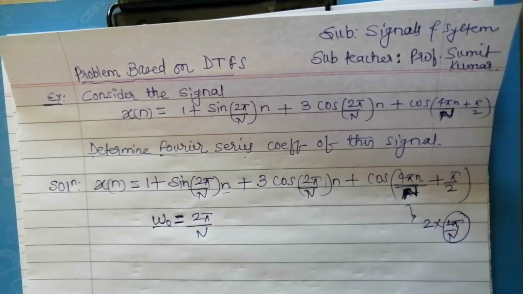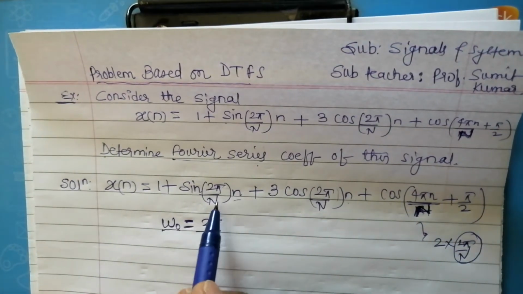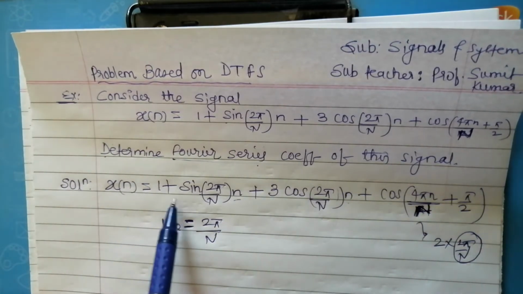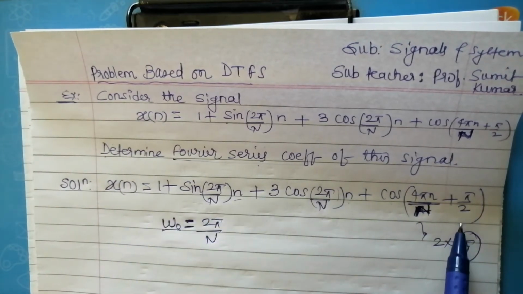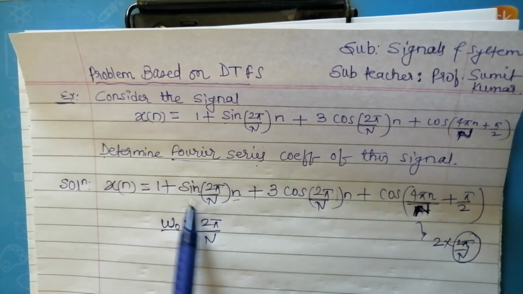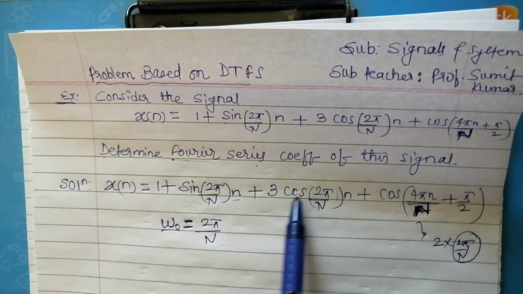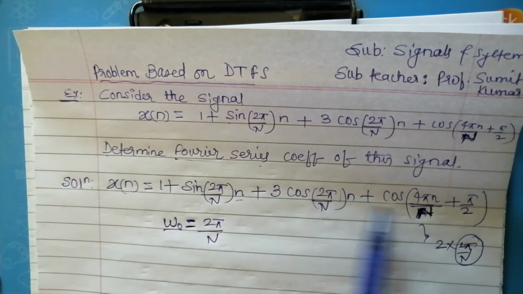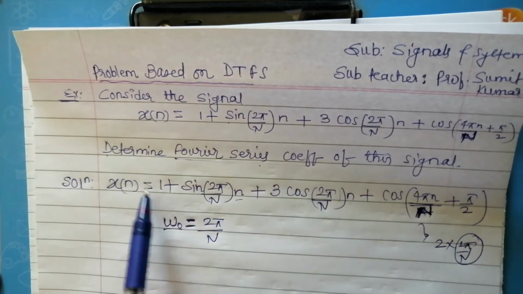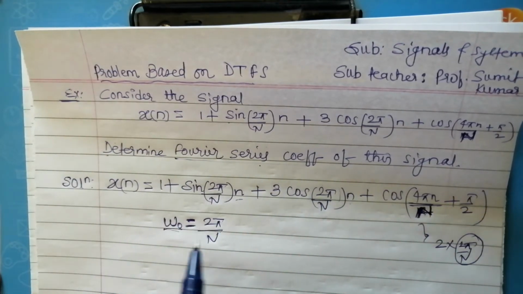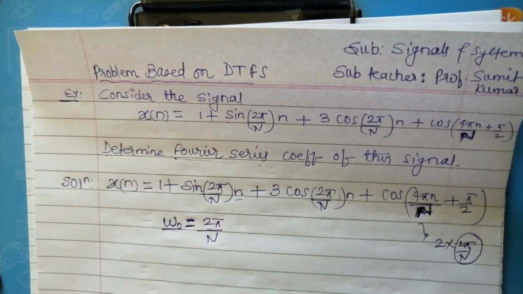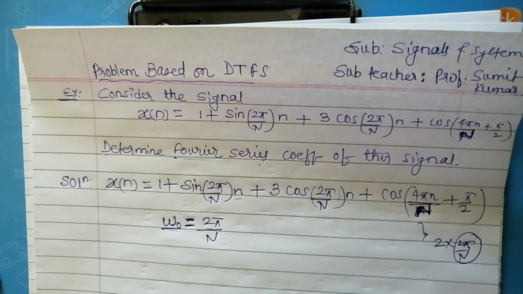Why are we finding this omega naught? Because as you can see, the given x of n is nothing but the summation of different functions: a constant function, a sine function, and two cosine terms. Out of all the terms we have to find one fundamental frequency, that is 2 pi by n.